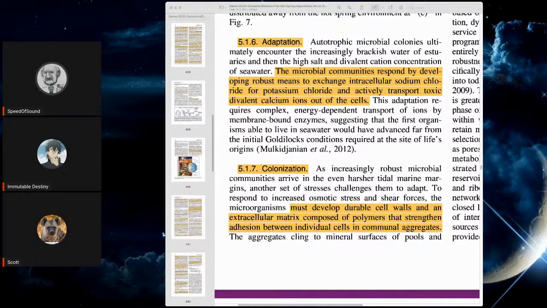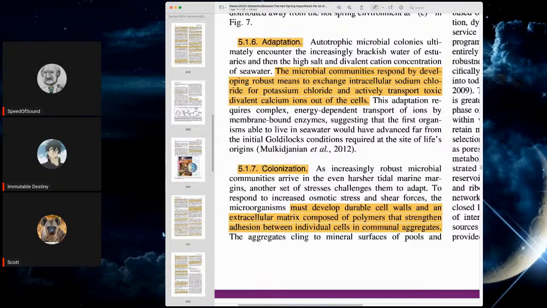This adaptation requires complex energy-dependent transport of ions by membrane-bound enzymes, suggesting that the first organisms able to live in seawater would have advanced far from the initial Goldilocks conditions required at the site of life's origins. Mulkidjanian et al. 2012.